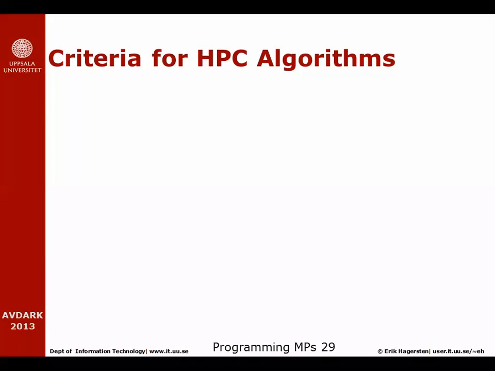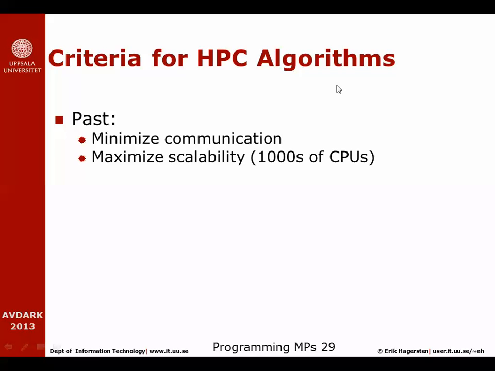When you design an algorithm for high-performance computing or for supercomputers, in the past you've been concentrating on two different criteria. One is that you would like to maximize the scalability or the parallelism of the application. The other is that you would like to minimize the communication, how much these parallel processes or threads need to send data to and from each other. That was in the past when you wanted to scale to thousands of processors on one of these supercomputers.